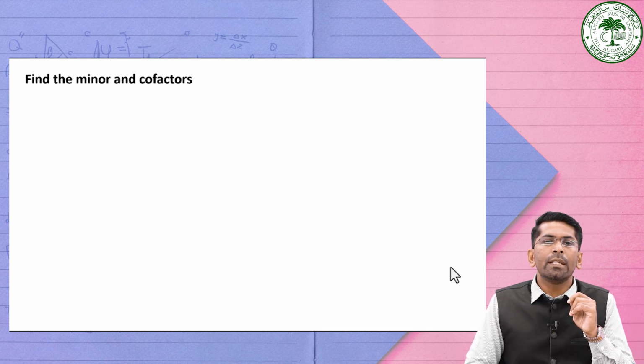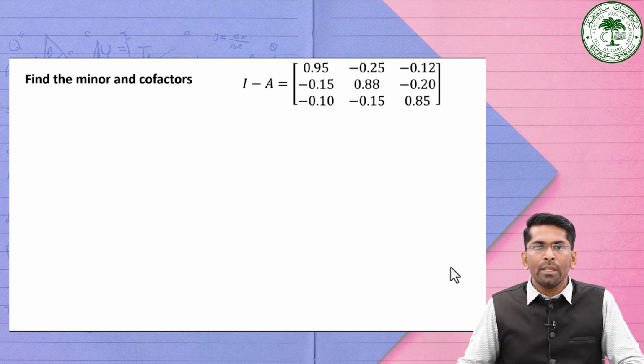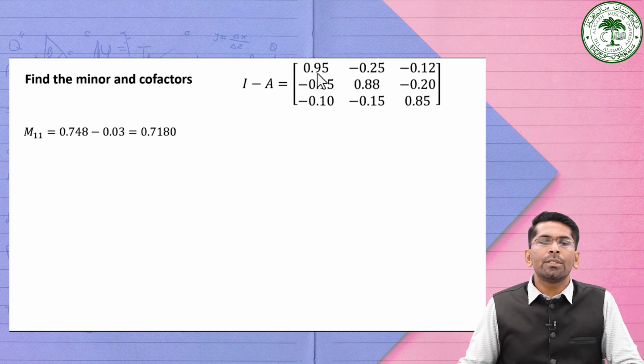So first we are going to consider the minors. The minors for each element we want to calculate. The first element here is 0.95. For the minor of the first element, crossing out the first row and the first column, we multiply 0.88 into 0.85, which is equal to 0.748, minus 0.20 into minus 0.15, which is equal to 0.03. If you take the difference between these two numbers, it will become 0.7180. So this is the first minor.